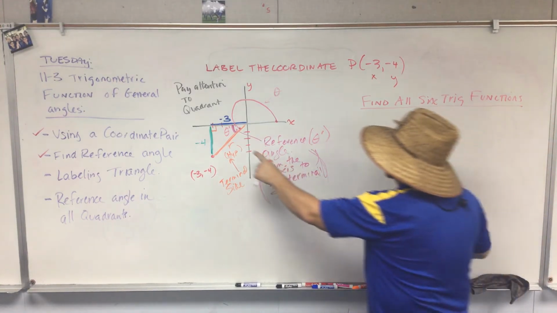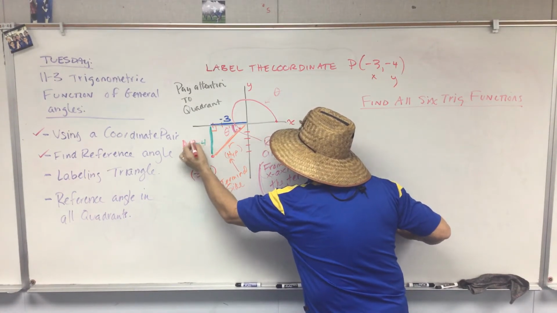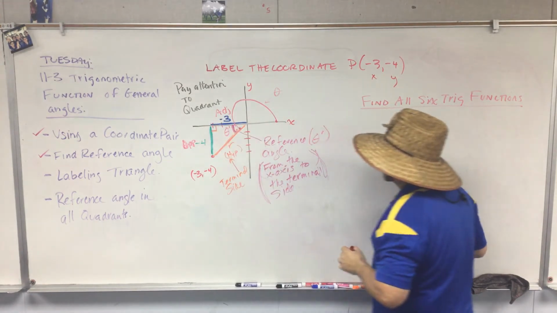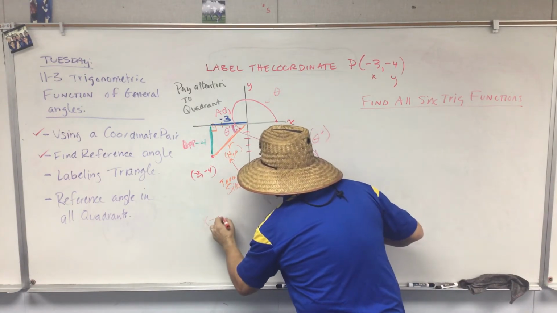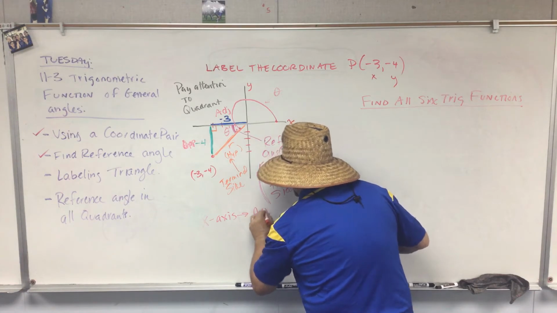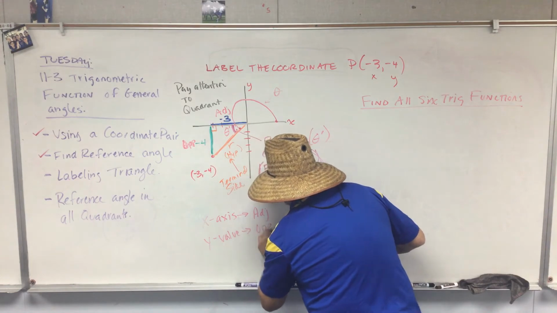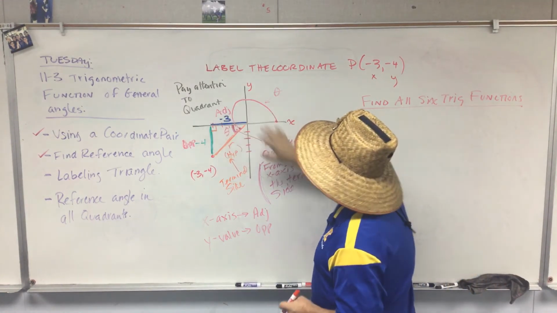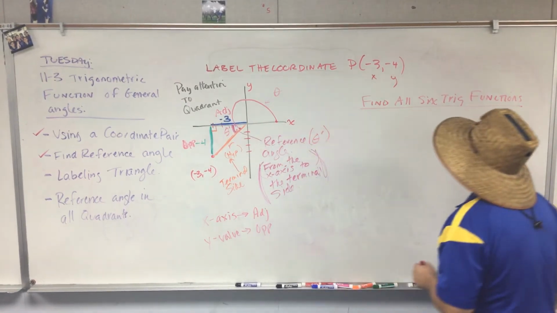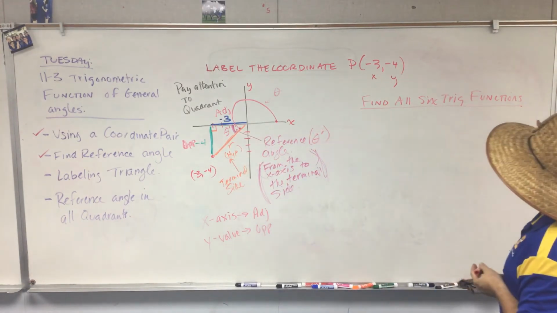So if this is theta, this is opposite. This is adjacent. It's always that way. So our x-axis is always adjacent, and our y value is always opposite. Always. Doesn't matter what quadrant it's in, and we'll talk about that. So this side is always opposite, this side is always adjacent. All right. And the middle coming out is always the hypotenuse, r.